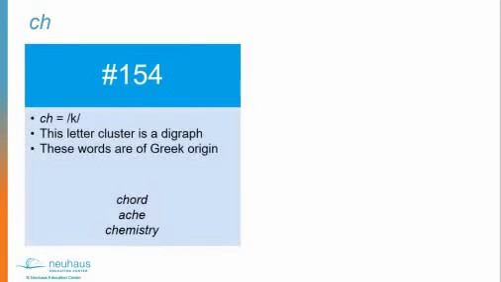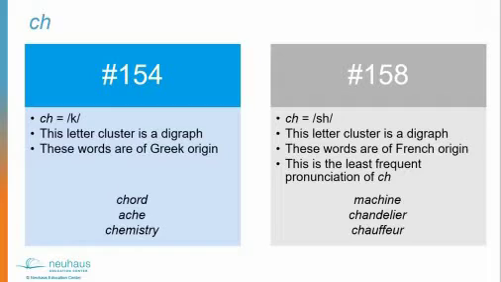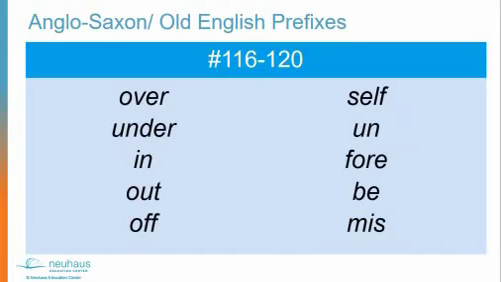When the letters CH are together, they are often pronounced ch. However, in Concept 154, students learn that this digraph is pronounced k when the words are of Greek origin, such as chord, ache, and chemistry. Similarly, when the words are of French origin, the digraph is pronounced sh, as in machine, chandelier, and chauffeur. However, CH pronounced as sh is the least frequent pronunciation of these letters.